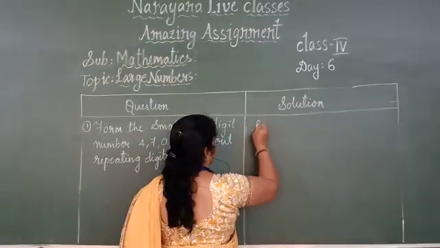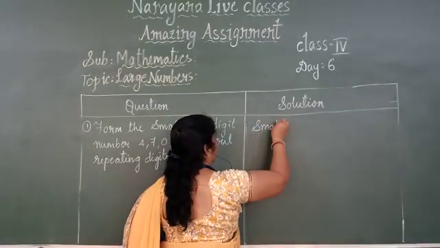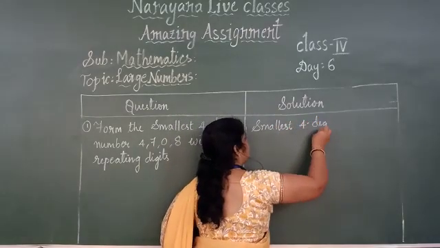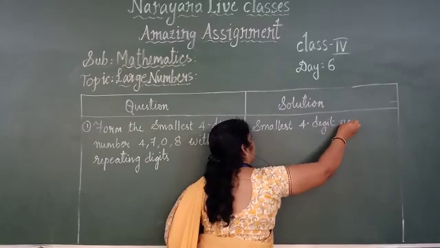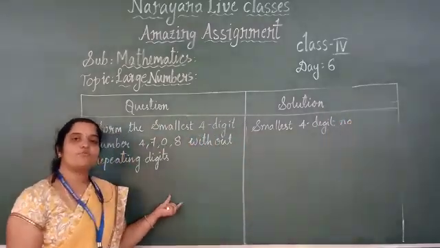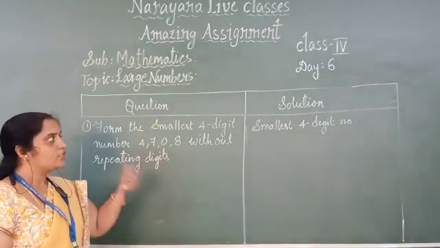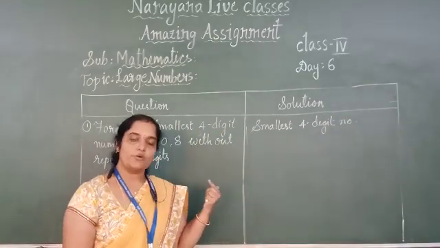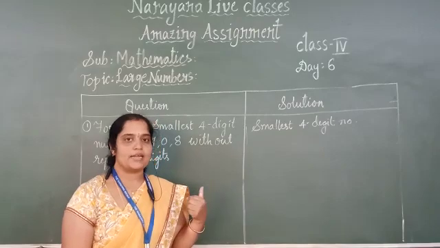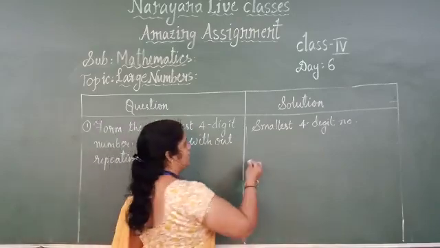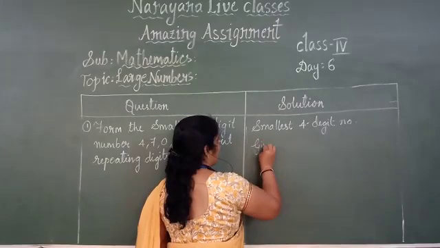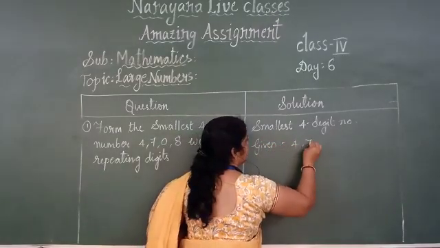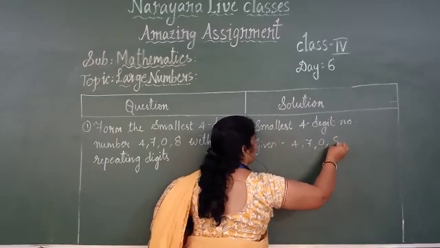Going to the solution, how to form the smallest 4-digit number. This concept is related to forming of numbers. Whenever we want to form the smallest number with the given digits, we have to arrange the digits in ascending order. So what are the given digits? The given digits are 4, 7, 0, 8.